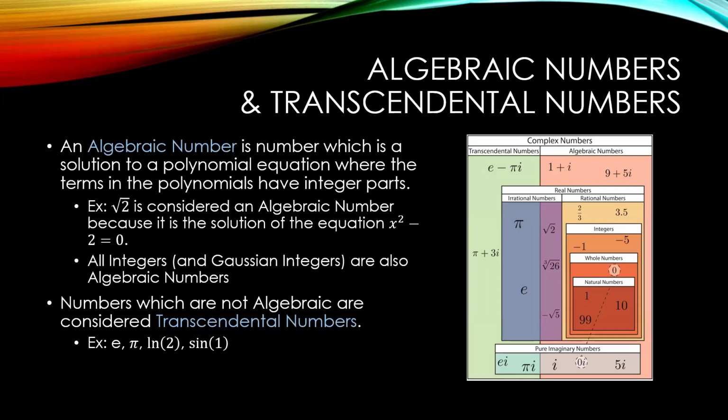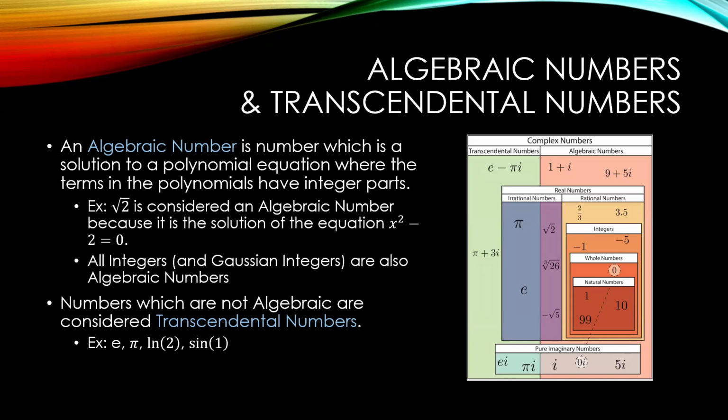Our next sets are the algebraic numbers and transcendental numbers. And at this point, we're getting into some pretty complex sets. And so an algebraic number is a number which is a solution to a polynomial equation where the terms in the polynomial have integer parts. So the square root of 2 is considered algebraic because it's the solution of the equation x² - 2 = 0. All integers and Gaussian integers are also algebraic numbers, but there are many radicals and other irrational numbers which may or may not be algebraic numbers as well.